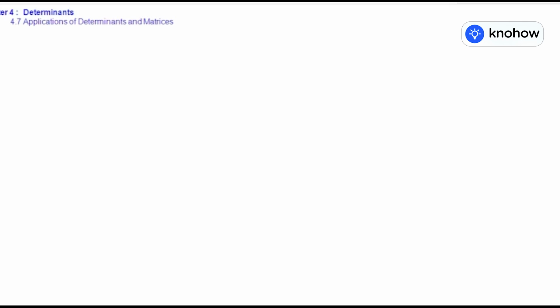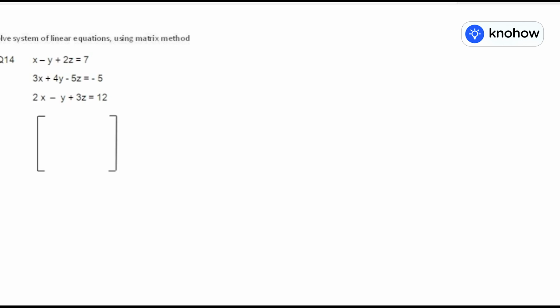Solve the system of linear equations using the matrix method. So first of all, you write the system of linear equations in matrix form. The coefficient matrix will be, with the coefficients of X as 1, 3, 2, of Y as minus 1, 4, minus 1, and the coefficients of Z are 2, minus 5 and 3. We are just collecting the coefficients of X, Y, Z in the columns.